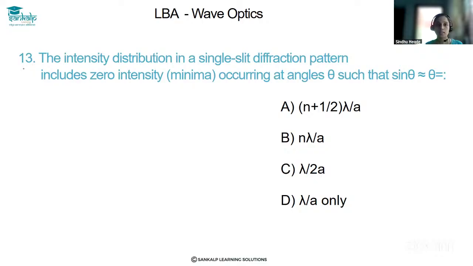Let us see question number 13. The intensity distribution in a single slit diffraction pattern includes zero intensity, that is the minima condition, occurring at angles theta such that sin theta is nearly equal to theta. So which equation is the correct answer? Option A, n plus half into lambda by A. Option B, n lambda by A. Option C, lambda by 2A. And option D, lambda by A only.